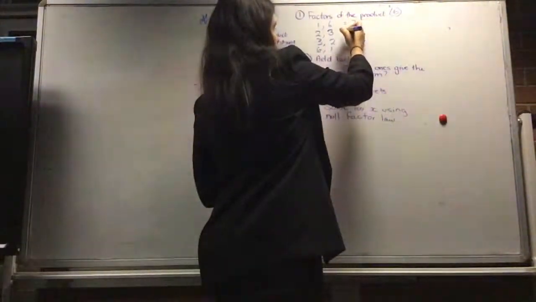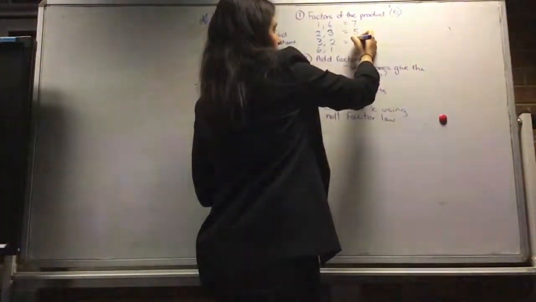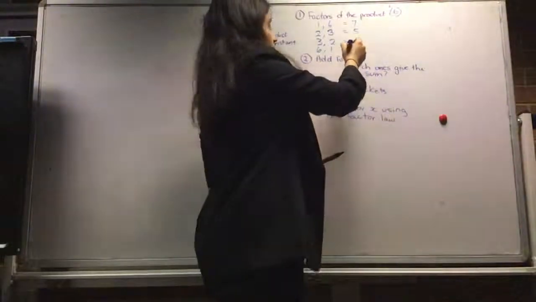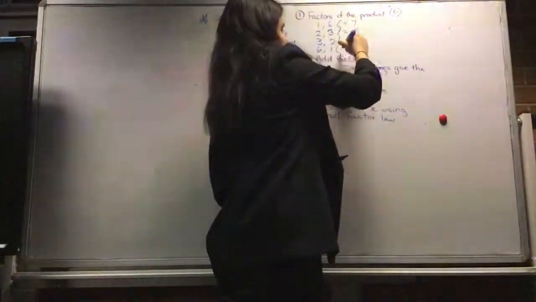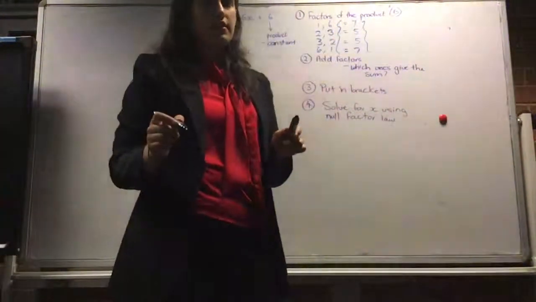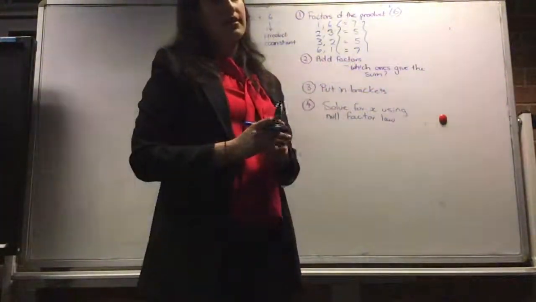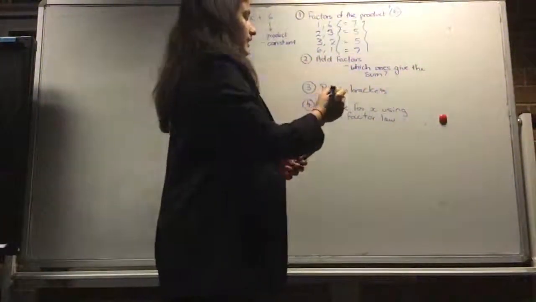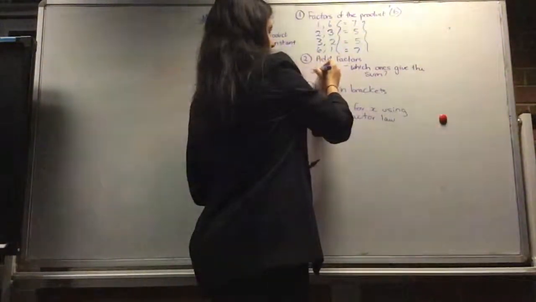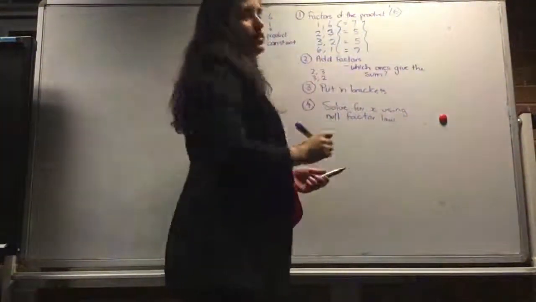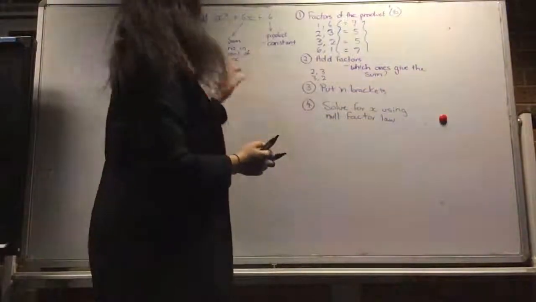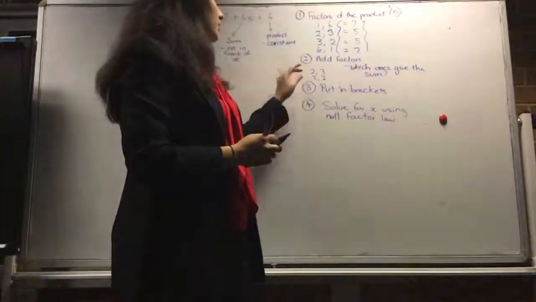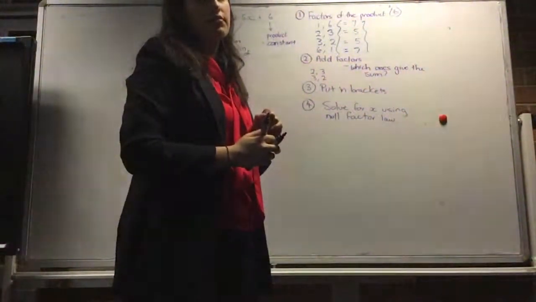So I'm just going to go 6 plus 1, that's 7. 2 plus 3, that's 5. 3 plus 2, that's 5. And 6 plus 1, that's 7. So now I pick the ones that give me the sum. So 2 and 3 give me the sum, and 3 and 2 give me the sum. My sum is 5, that number in front of the x. So I've got 2 and 3 and 3 and 2.